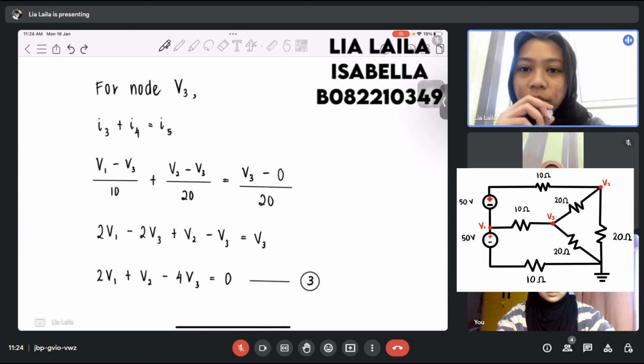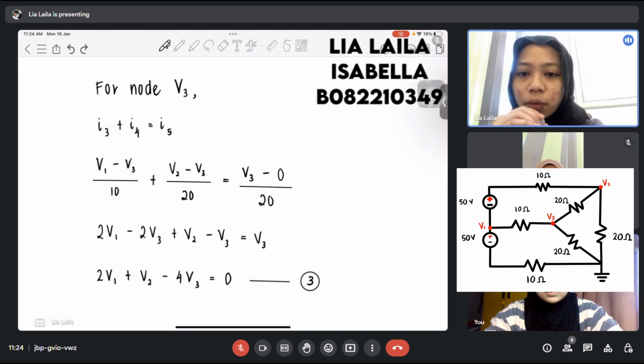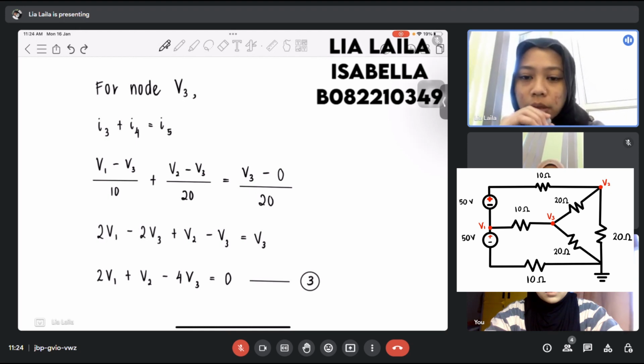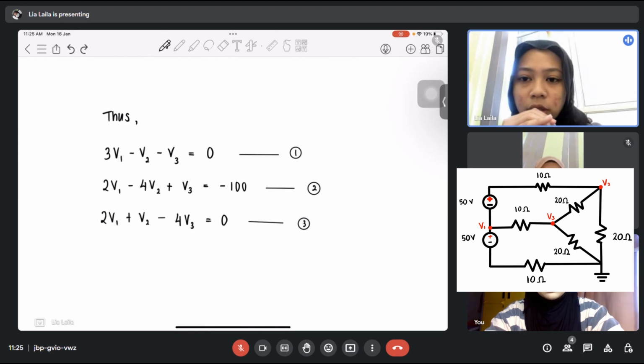Now for node V3, I3 plus I4 equals I5, and then (V1 minus V3) over 10 plus (V2 minus V3) over 20 equals (V3 minus 0) over 20. Afterwards, 2V1 minus 2V3 plus V2 minus V3 equals V3. And then we will get the third equation, which is 2V1 plus V2 minus 4V3 equals 0. Thus, there are three equations here.